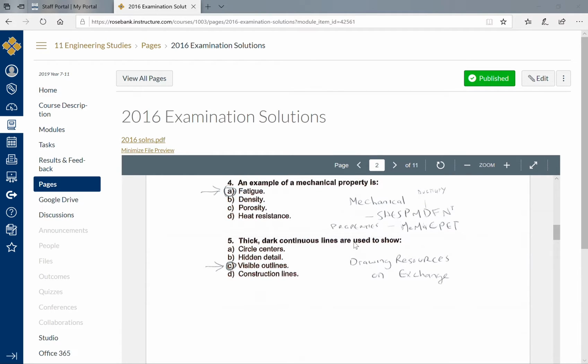Thick, dark, continuous lines are used to show, and this is for drawing resources on exchange, and it's visible outlines.